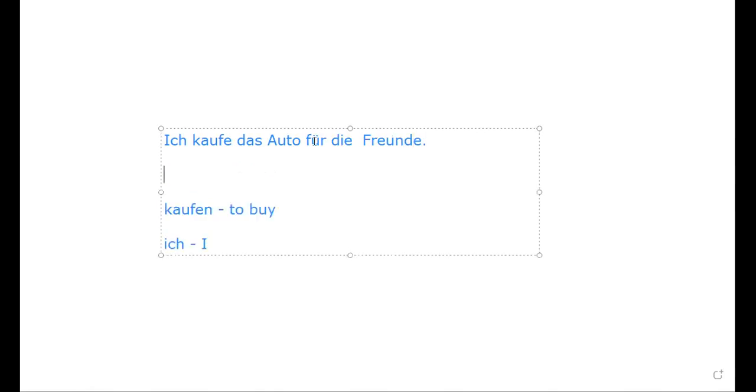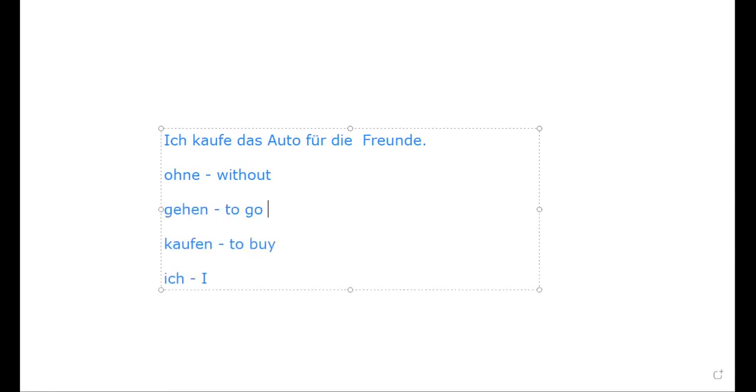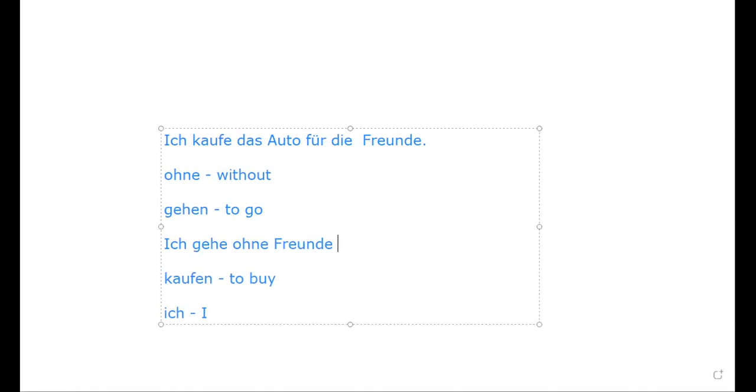Without friends, I will not go to the theater. How can I make the sentence? Because ohne means without. This is a dedicated accusative preposition. Gehen is a verb, gehen means to go. Ich gehe ohne Freunde, without friends, ins Kino. Ich gehe nicht. Nicht means not. Ich gehe nicht ohne Freunde ins Kino.